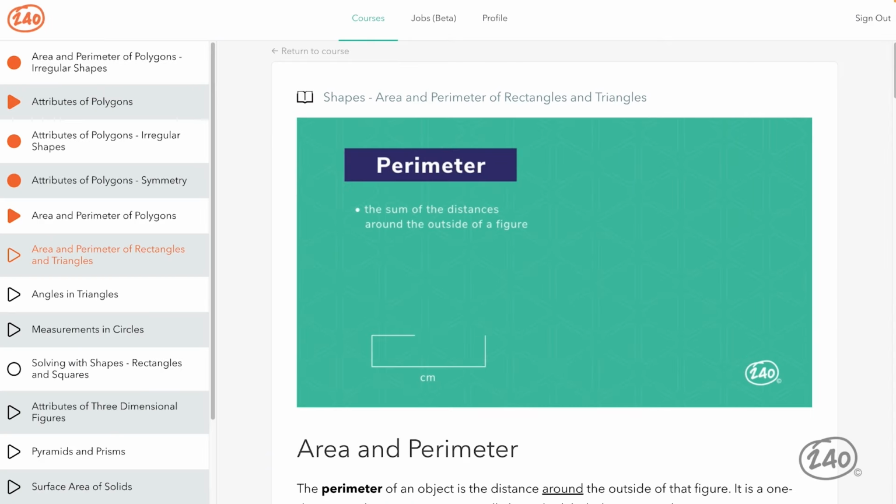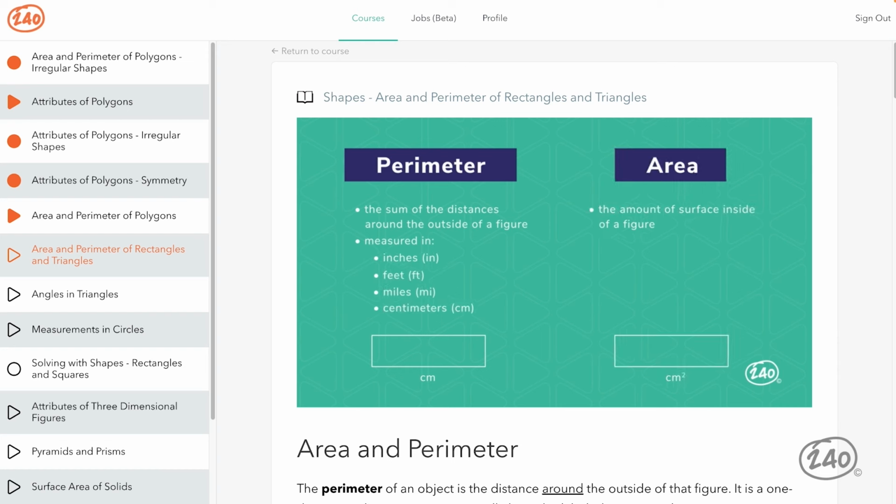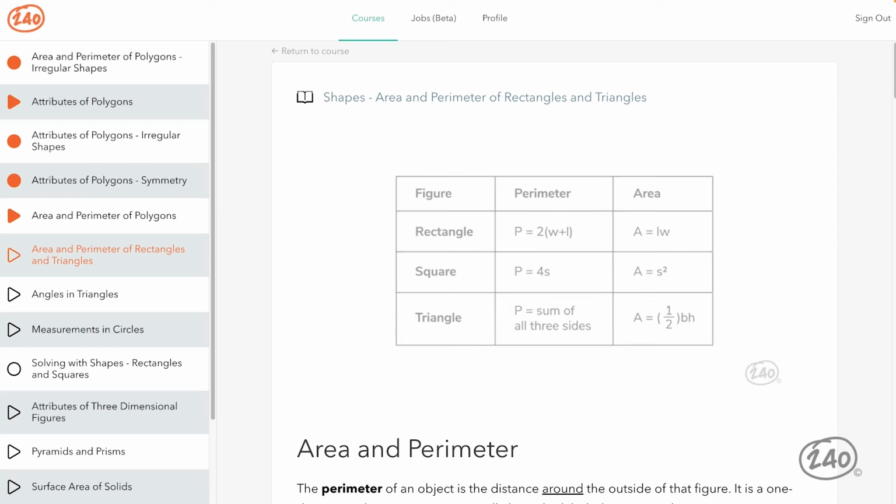We've got a really great video in our study guide about this, so I'm going to give you a sneak peek really quick. The perimeter is the whole distance around the outside of a figure. It is a one-dimensional measurement, so it always has to be labeled in units such as inches, feet, miles, or centimeters. The area is the amount of surface inside a figure. It is a two-dimensional measurement, so it will be labeled in square units, such as square inches, square miles, square centimeters, or square kilometers. Here are the formulas for finding the perimeter and area of squares, rectangles, and triangles.